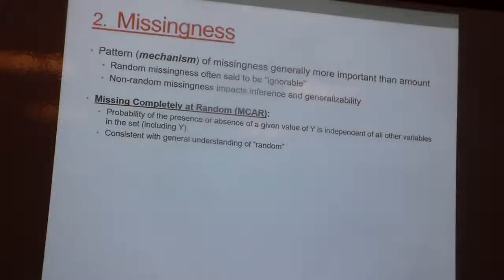MCAR means that the probability of the presence or absence of some outcome is independent of all variables. So it doesn't matter what the value of my outcome variable is. It doesn't depend on any of my predictors. It isn't actually based on the value of Y itself. It's completely, totally at random. If that's the situation, we can identify that as MCAR. MCAR is pretty straightforward. This is consistent with what we would think of as truly random missingness.